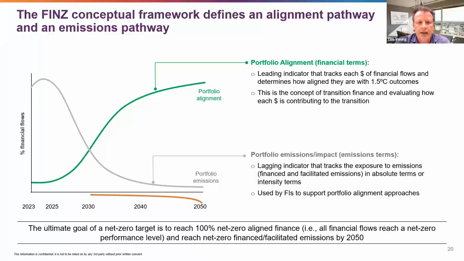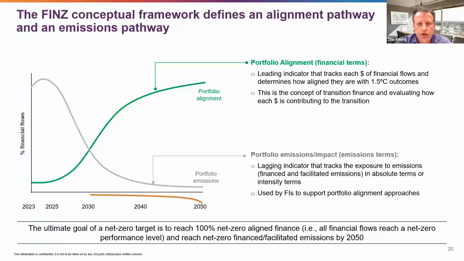And that's the approach we're taking here in terms of aligning the portfolio as a leading indicator and focusing on portfolio emissions rather than portfolio divestment or other things in order to reduce portfolio emissions. Then, as a lagging indicator, portfolio emissions should start to fall. So as you go up the green line, then you go down the gray line. As portfolio alignment increases, portfolio emissions should fall.